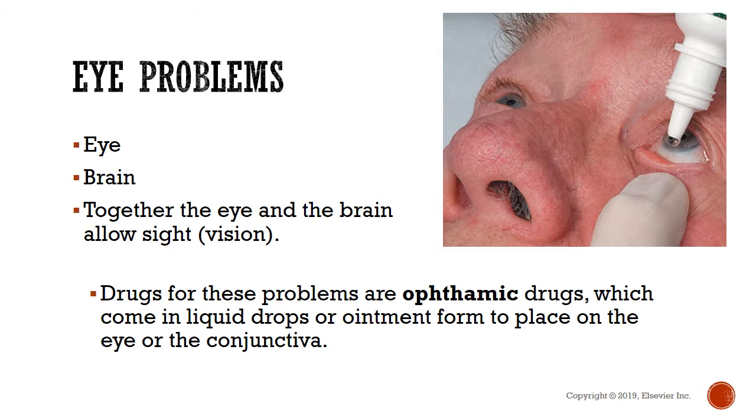They come in liquid drops. They come in ointments, and we either place them on the eye or we place them on the conjunctiva of the eye. You could see up here in this picture, this is a picture of eye drop administration. The conjunctiva is right above the finger on the, well, there's only one finger there. So it's right above the finger, just on the inside of the eyelid right there. If you have any questions with regard to the conjunctiva, please let me know.